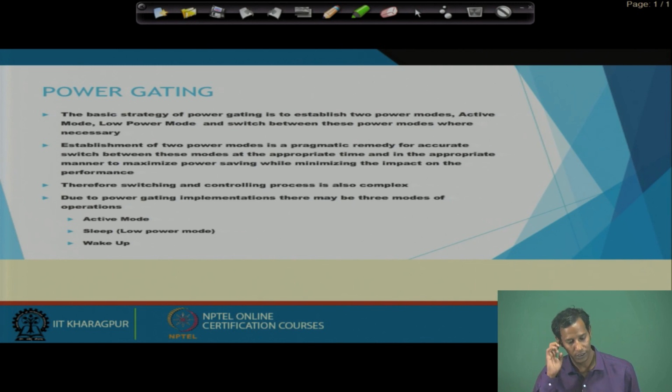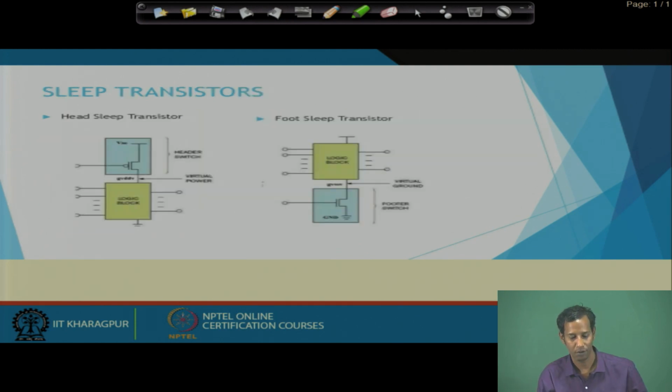That is why we can apply power gating, as we need to reduce the corresponding leakage current or leakage power. The sleep transistor here is the head sleep transistor. Within this logic block, I have one extra transistor, which is connected with the VDD.